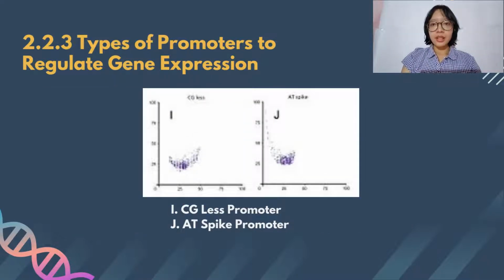The next one is CG-less promoters. They are distinguished by a high frequency of short AT-rich sequences and are more common in Oryza sativa and Arabidopsis thaliana. The left and the right side of the pattern tend to be equally distributed.